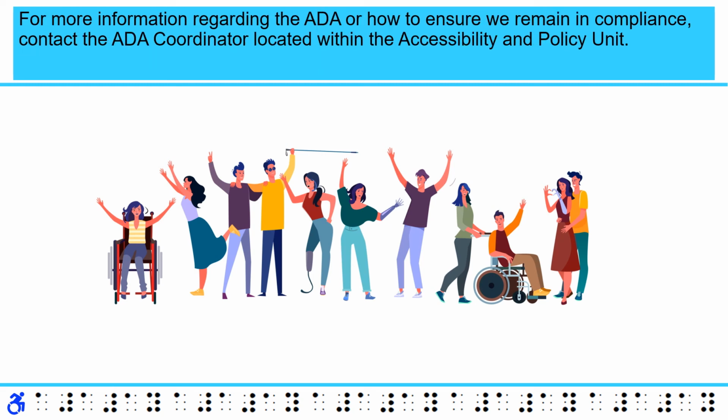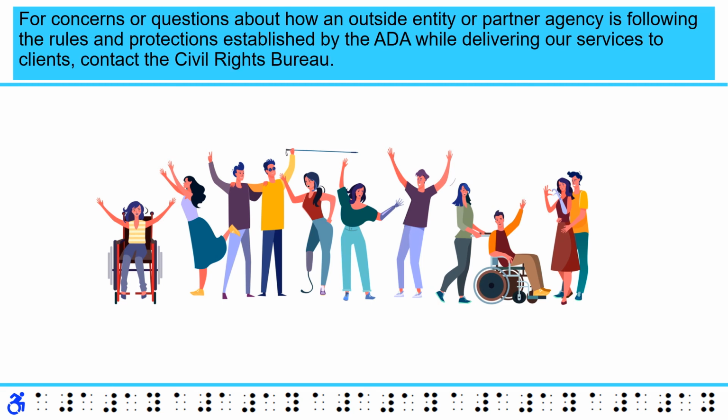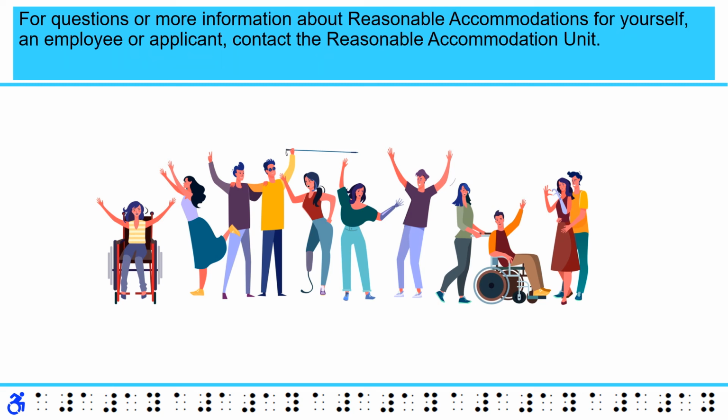For more information regarding the ADA or how to ensure we remain in compliance, contact the ADA coordinator located within the Accessibility and Policy Unit. For concerns or questions about how an outside entity or partner agency is following the rules and protections established by the ADA while delivering our services to clients, contact the Civil Rights Bureau. For questions or more information about reasonable accommodations for yourself, an employee or applicant, contact the Reasonable Accommodation Unit.